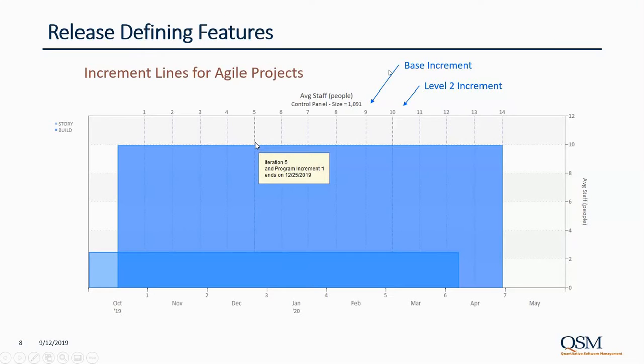This is what we're calling the base increment. For those of you implementing some form of scaled agile processes, you can set a level 2 increment that occurs at regular cadence with the base increment. So for example, here we've got something called a program increment that's going to occur every 5 sprints. Program increment is the term that the Scaled Agile Framework uses.